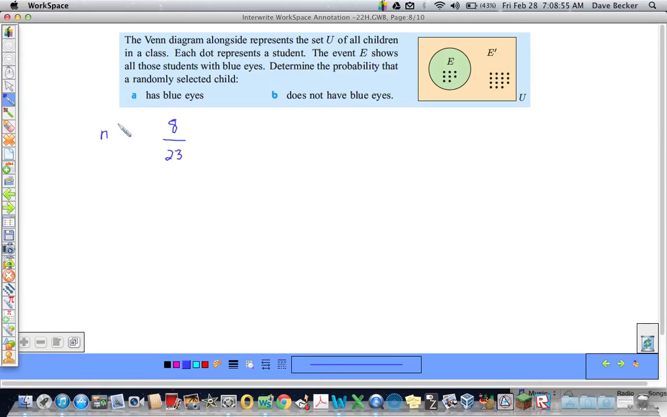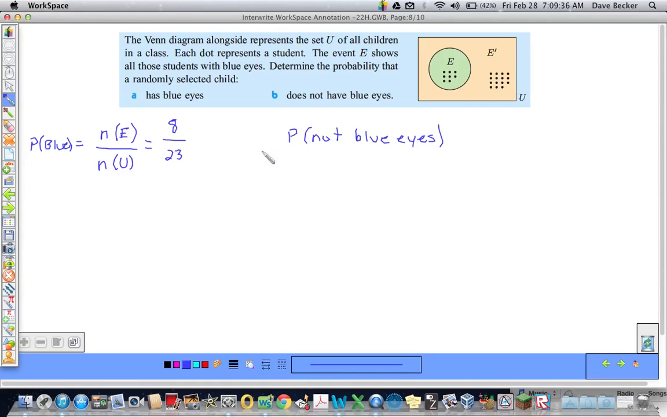If we wanted to symbolize that, that's the number of students in the group E compared to the number of students in the universal set, which I told you is 23. Does not have blue eyes. Well, in this particular set of data, they either have blue eyes or they do not have blue eyes. So the probability of not blue eyes, maybe I should have said probability of blue here, equals probability of not blue eyes.